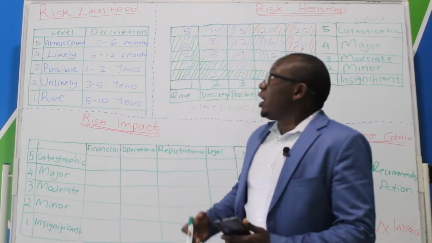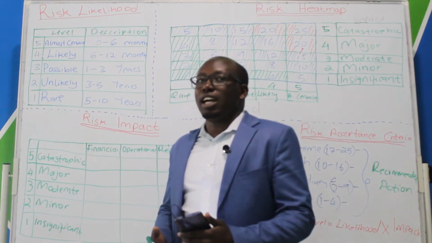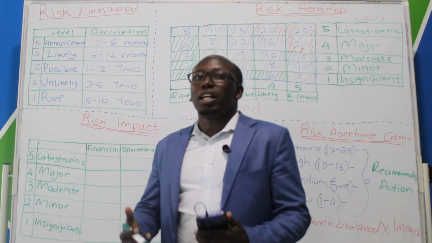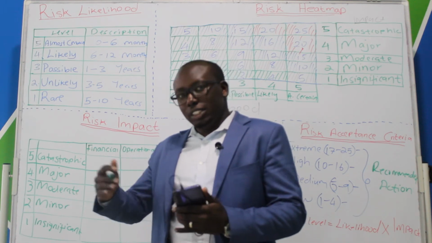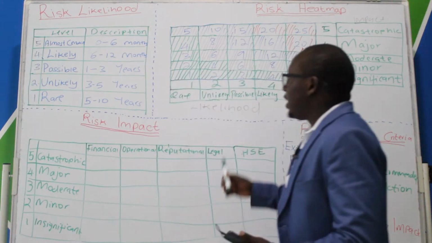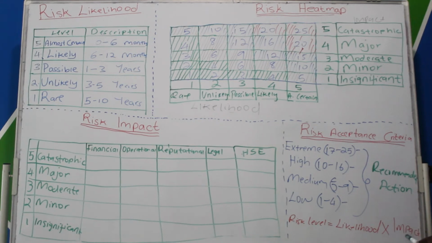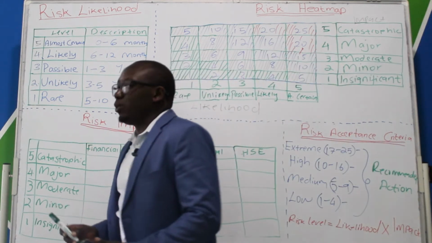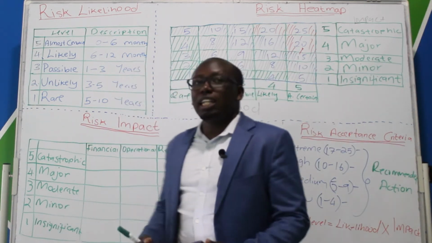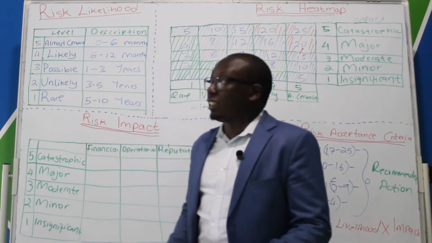When you're thinking about a risk criteria, the first thing you have to think about is identifying the likelihood and the impact of risk. Because when you're trying to find the level of risk, the level of risk is the likelihood multiplied by the impact. So the first thing you need to do is come to the likelihood. Likelihood is the frequency of an event happening, so it defines the frequency.